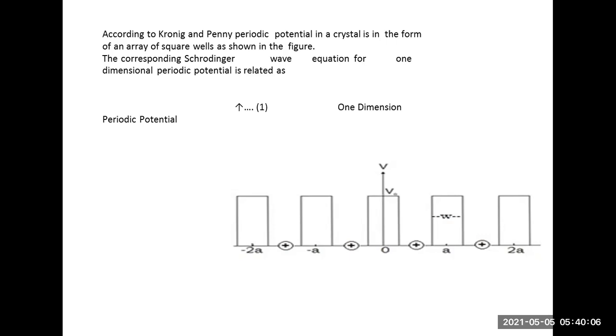So according to them, first of all, we say that the potential is periodic. At regular intervals, you will find that the electrons are moving in the form of square wells. You can just see the schematic figure.